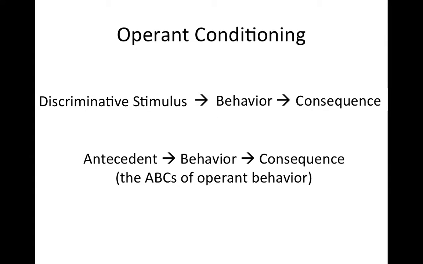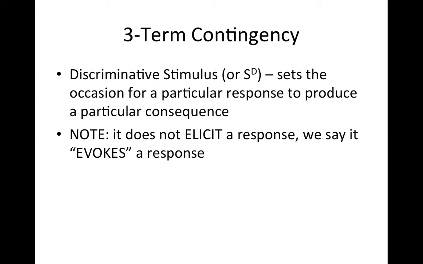We also talk about the ABCs of operant behavior, and we replace discriminative stimulus with the term antecedent. Antecedent, behavior, consequence: what comes before the behavior, and then the consequence of that behavior. So sometimes in applied behavior analysis you might hear about an ABC analysis or the ABCs of behavior, and what they're talking about is a three-term contingency or a three-term contingency analysis.